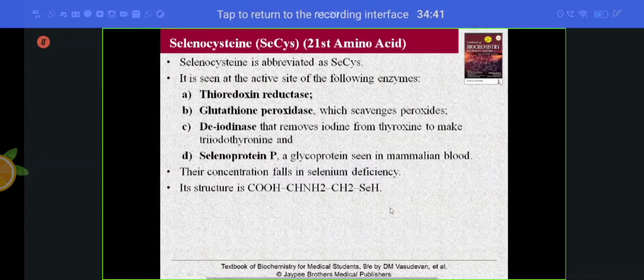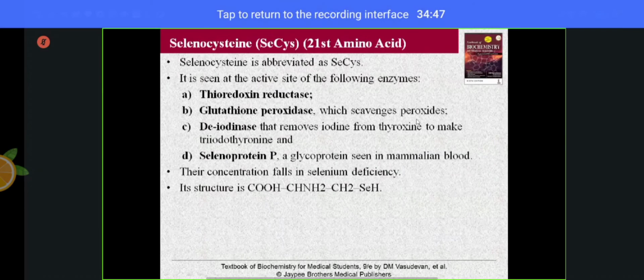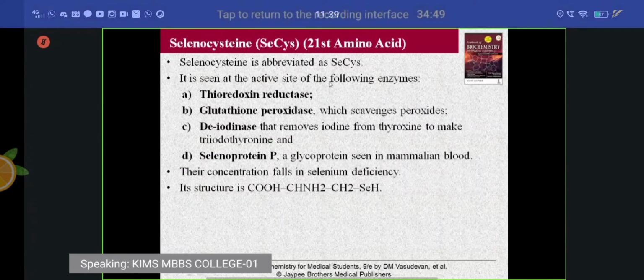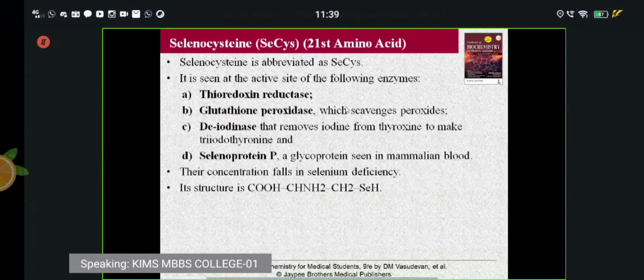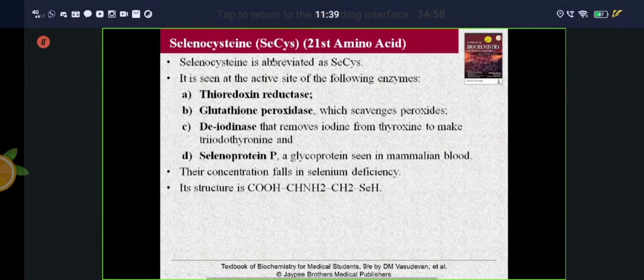Now let us come to the 21st. All of us, when we are reading amino acid chemistry, know that there are generally 20 amino acids. Later they found that there is another, a 21st amino acid also. There is actually a 22nd also, but for today let us see the 21st.